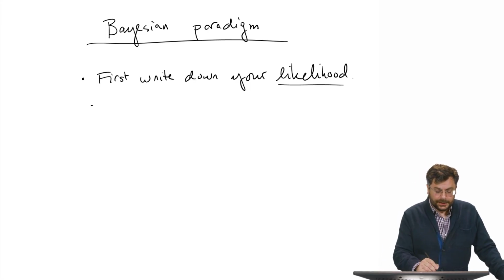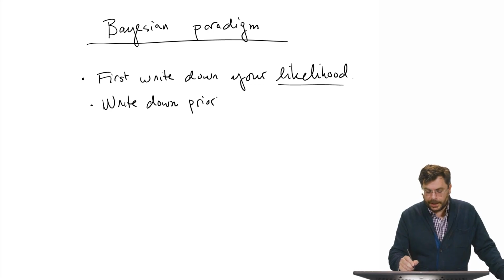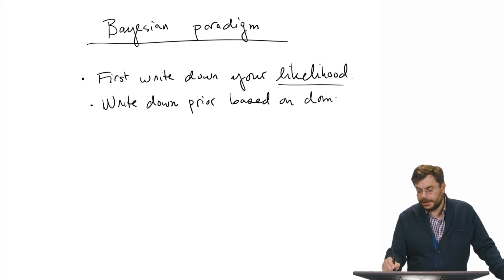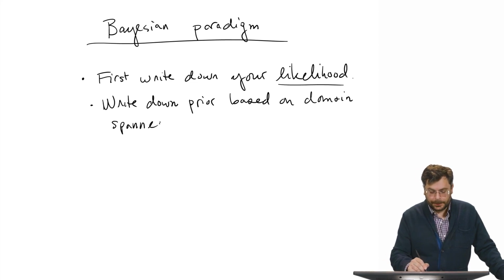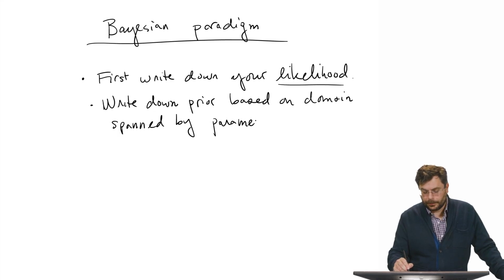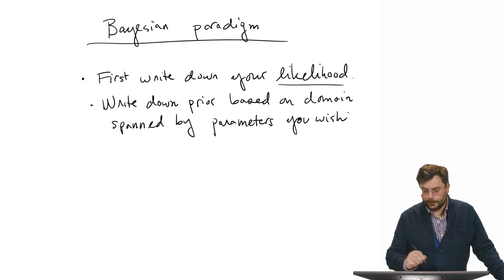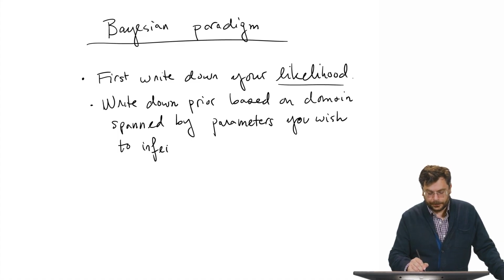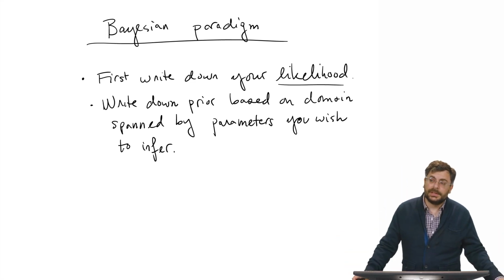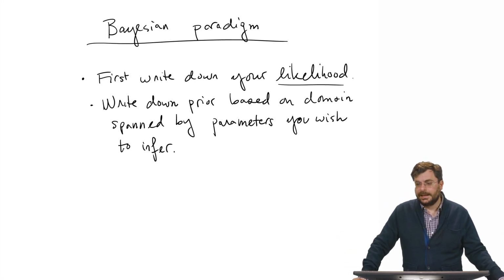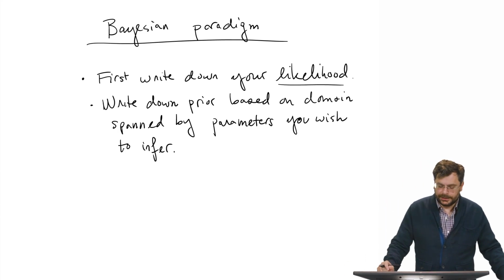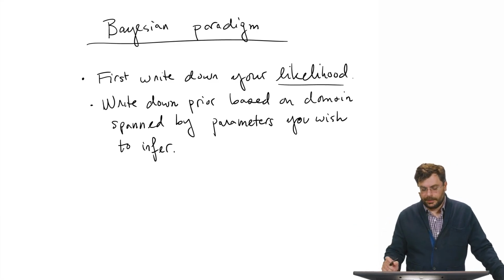Once you have written down a likelihood, then write down the prior based on the domain spanned by the parameters you wish to infer. So if you're learning a diffusion coefficient, you know that you need a prior that has support from, for example, 0 all the way up to infinity. If you're learning a discrete variable, your prior may only be on positive integers, for instance. So you have to decide what the domain of the parameter is that you care about, and then select a prior.